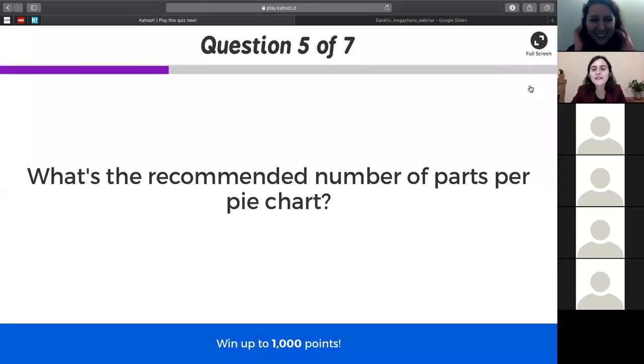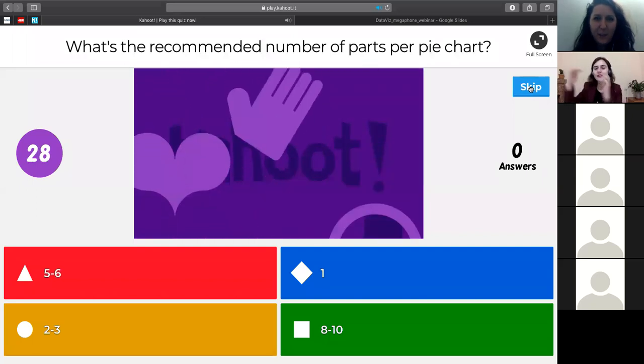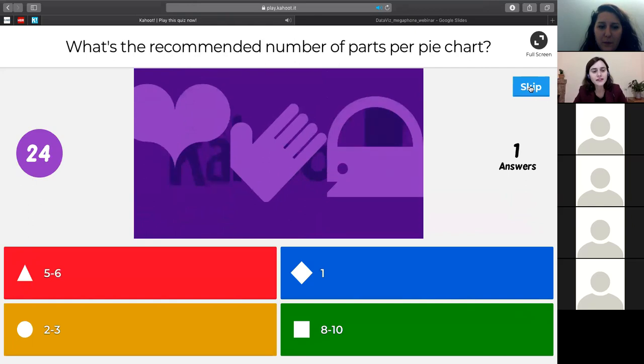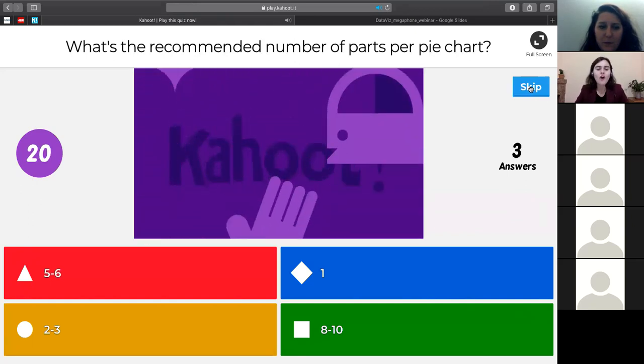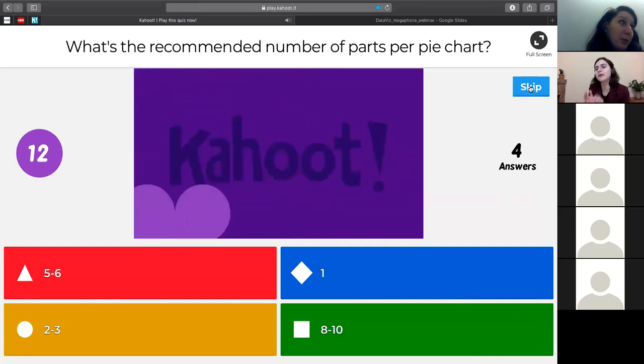What is the recommended number of parts per pie chart? So how many different parts should be in one pie chart? Red answer is 5 or 6, blue one is 1, orange is 2, 3, and green one is 8, 10. So how many parts should we have in one pie chart?